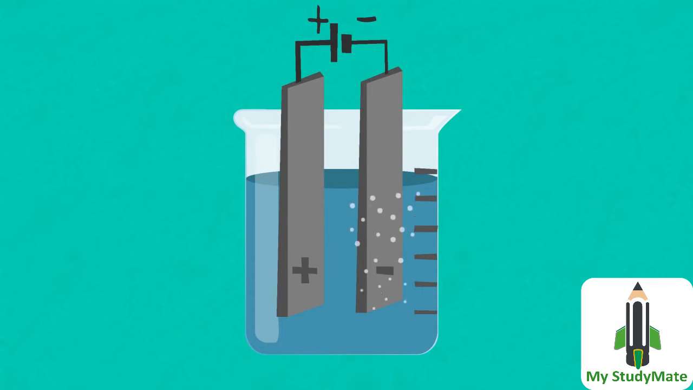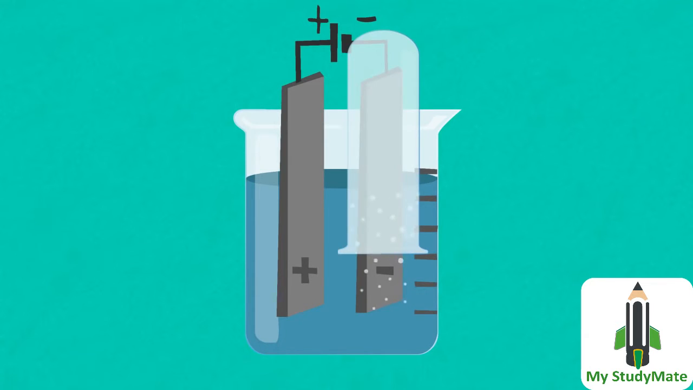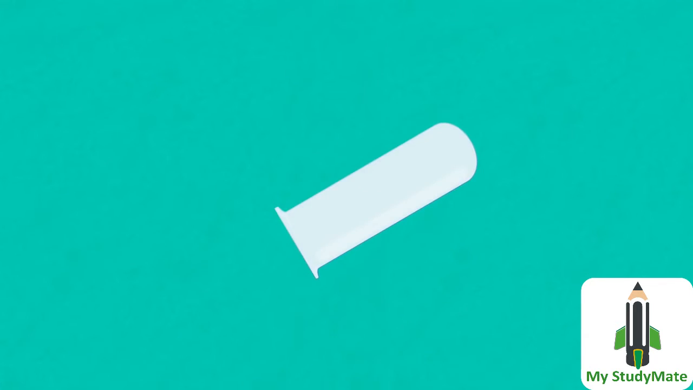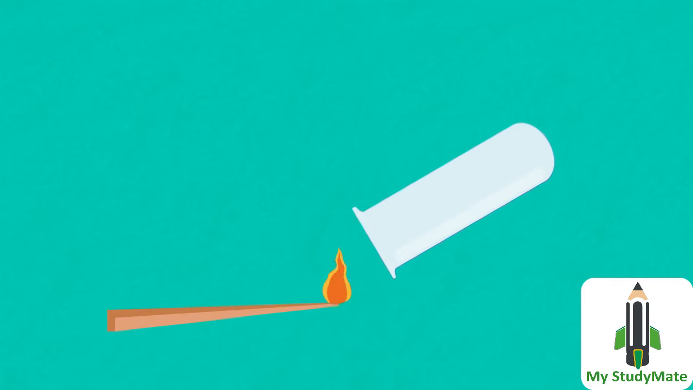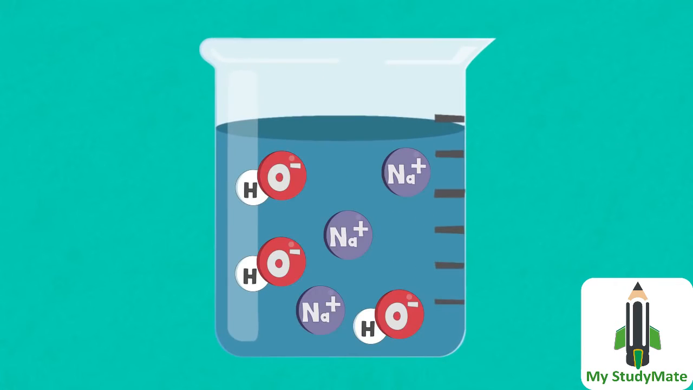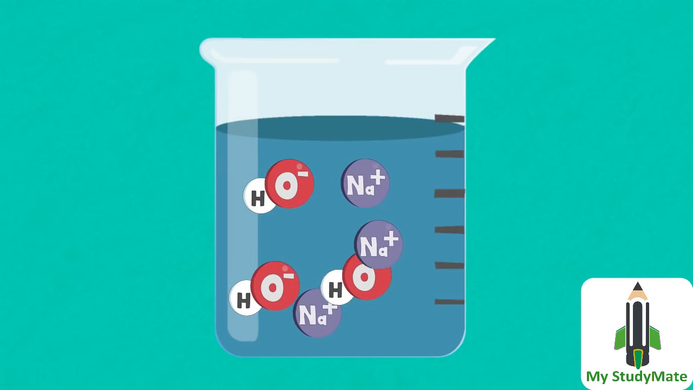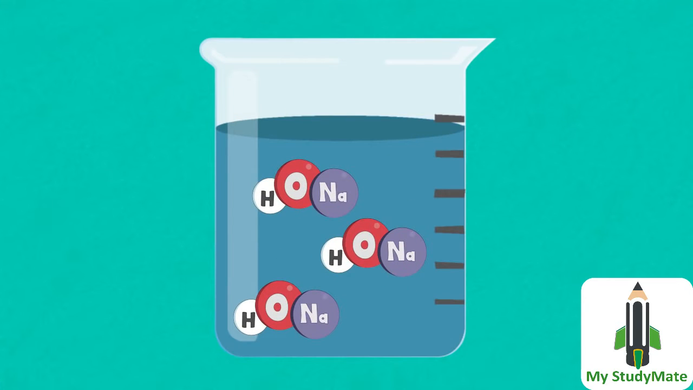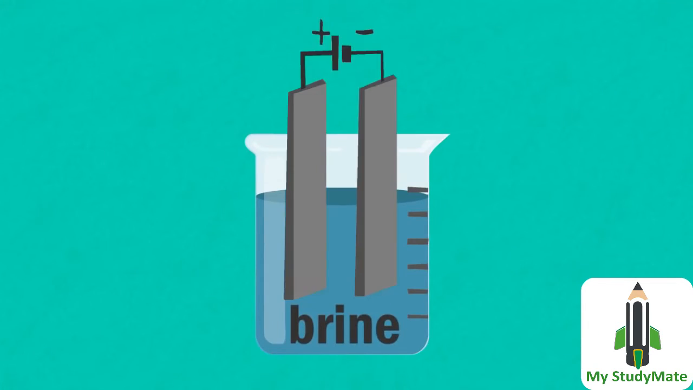The test to prove that it is hydrogen is done with a burning wooden splint, and you will hear a familiar pop as the hydrogen burns. The ions left in the solution are the positive sodium ions and the negative hydroxide ions, which combine to form sodium hydroxide. Overall, the electrolysis of brine has produced hydrogen, chlorine, and sodium hydroxide.